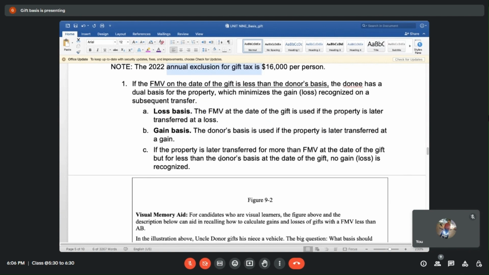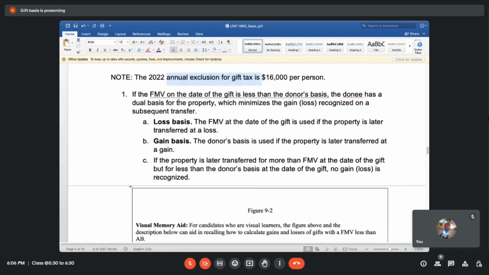Because how do we prove IRS tax? Okay, so this is a different situation. Let's go through it very slowly because it can be confusing.